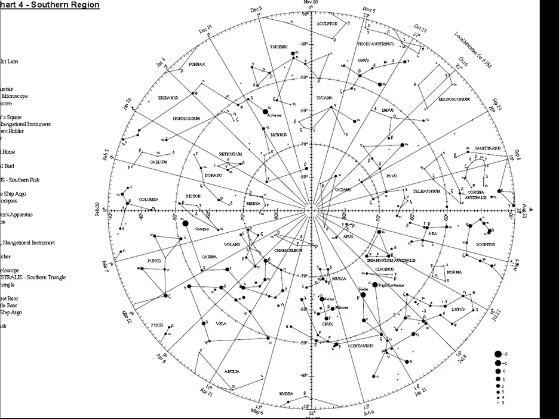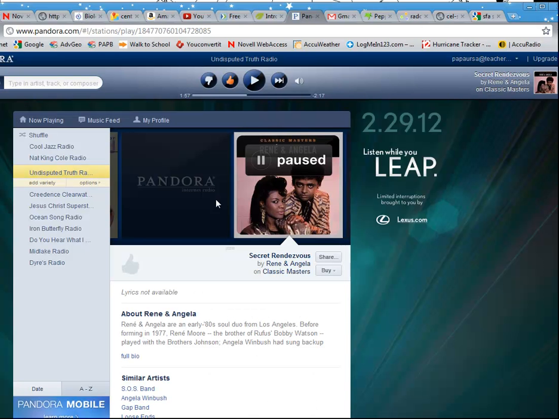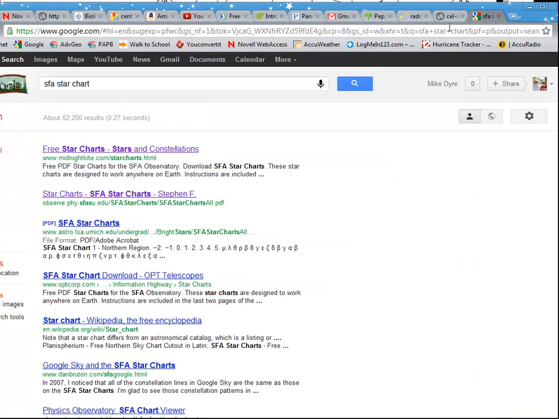Okay, well I hope you enjoyed this. I hope the CFA chart is something that you have an interest in. Take a look at it. I have the website located up here. If you actually Google SFA Star Chart, you can see lots of them. It is a PDF, so any of these would probably get you there.